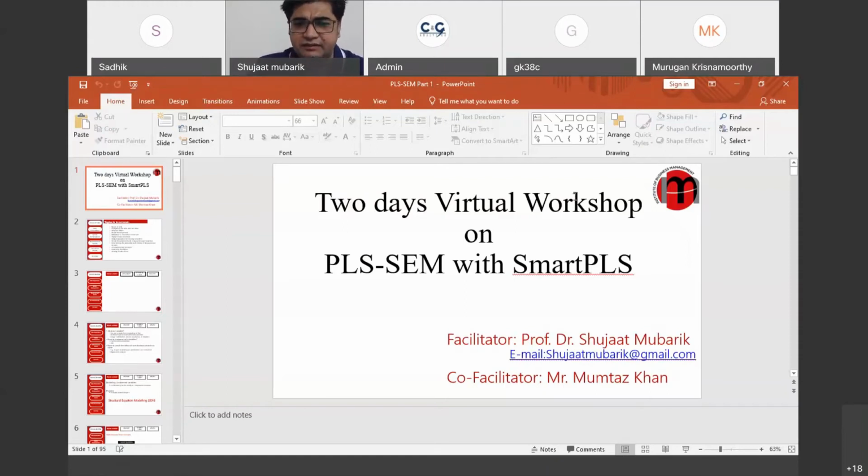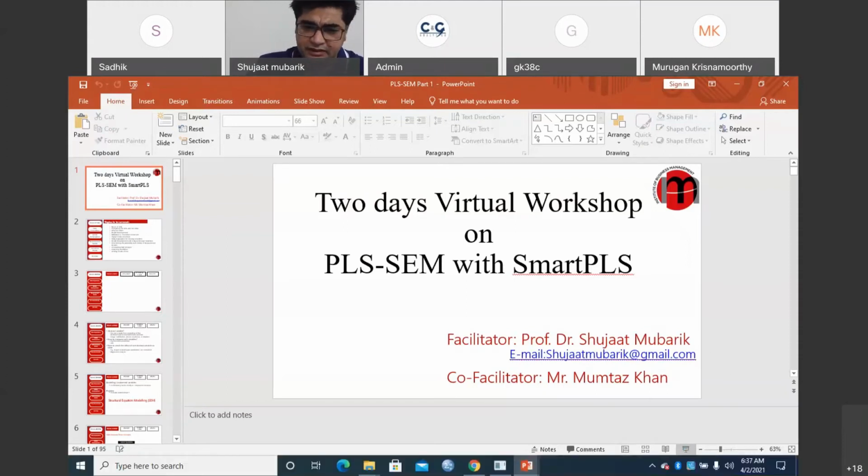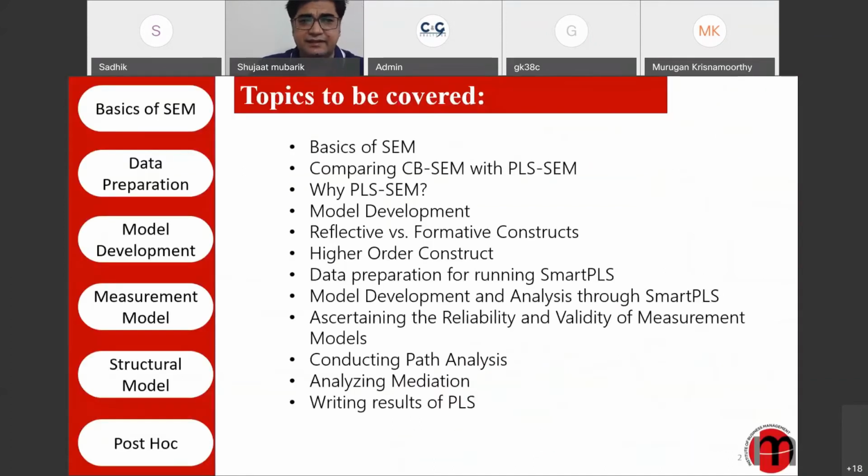So let's start with what we call the story of PLS-SEM: where did the story start, and why was PLS-SEM introduced. In fact, more than 100 years back, people started using SEM, structural equation modeling. So it's not something very new that we are talking about, but obviously the way we are using it now is new.